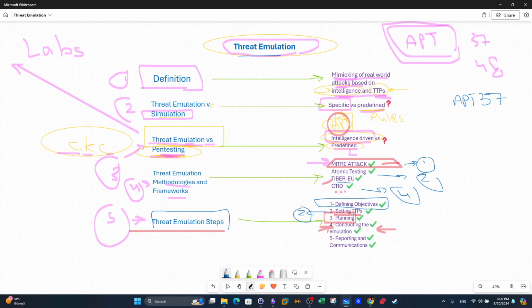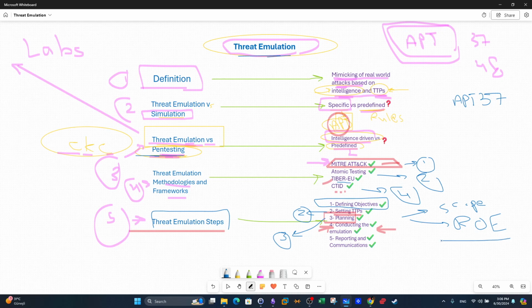So we selected the TTPs, and the third step is the planning. In the planning here, we start to come into contact with one of the steps that intersect with pen testing. Here we're going to select the scope and the rules of engagement. All of these will be outlined in the planning. We're going to select the scope: what are the processes, who are the departments, and what are the servers or the endpoints that we're going to target in the threat emulation.